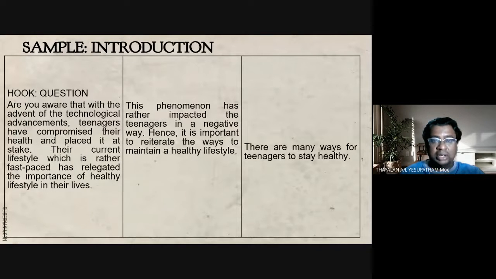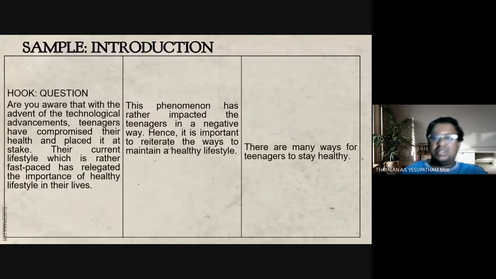This phenomenon has rather impacted the teenagers in a negative way. Hence, it is important to reiterate the ways to maintain a healthy lifestyle. There are many ways for teenagers to stay healthy. Now we have a question. We link the question to the fact that there are many ways to maintain a healthy lifestyle.